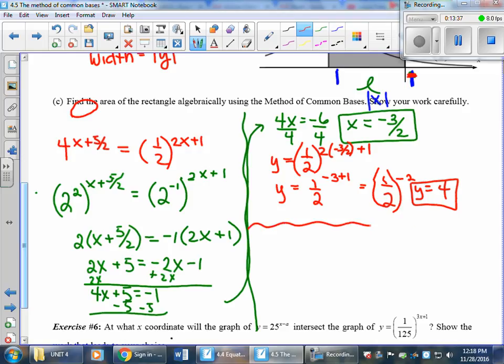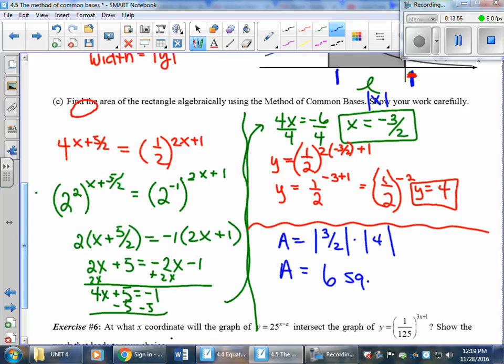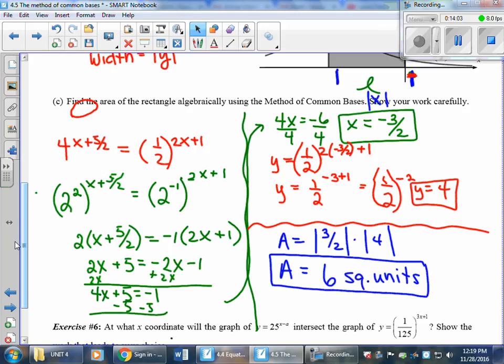Now make sure you're answering the question when you're all said and done, because the area is equal to the absolute value of 3 over 2 times the absolute value of 4. When you multiply those two together, you get positive 6 square units. There are lots of different pieces to that one, so keep in mind what you're trying to find, your x and your y, and then multiply them together when you're all said and done.